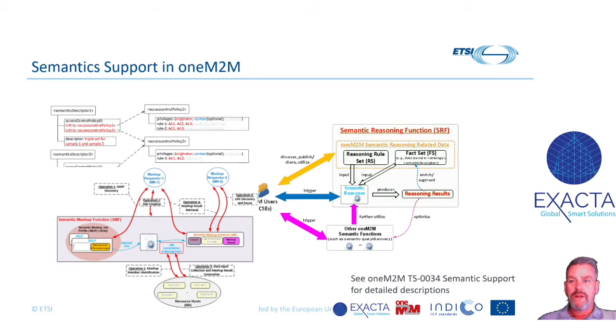The next oneM2M feature is semantic mashup. In some cases, being able to find devices and their data is not enough. Sometimes the data needs to be combined with other data to compute a desired value. As an example, described in oneM2M's TS34, which is the semantic support document, a comfortability index is defined that is computed by combining data from a temperature sensor and a humidity sensor.